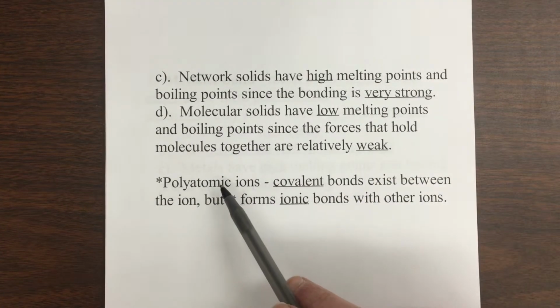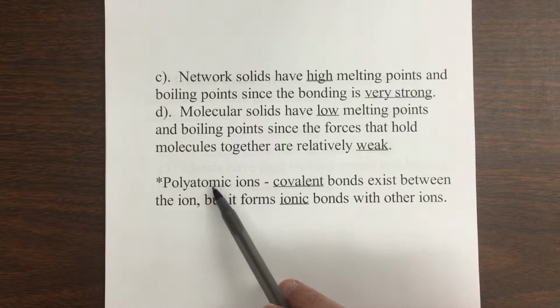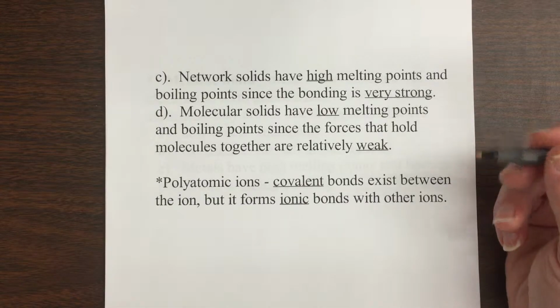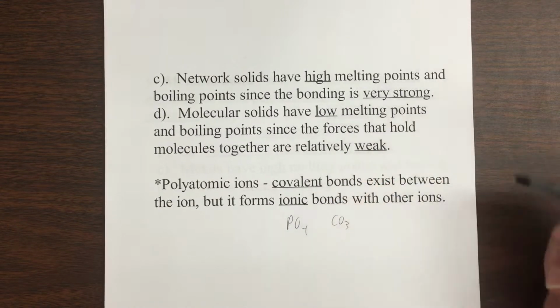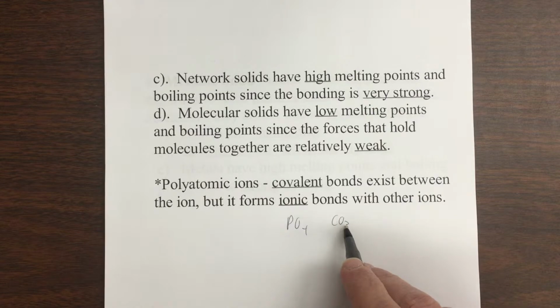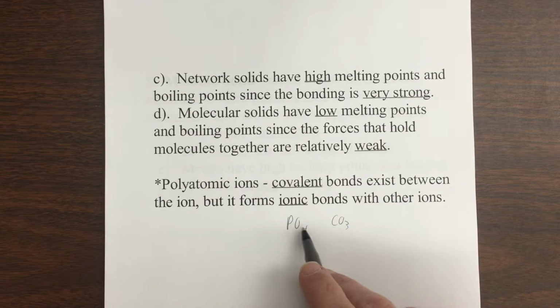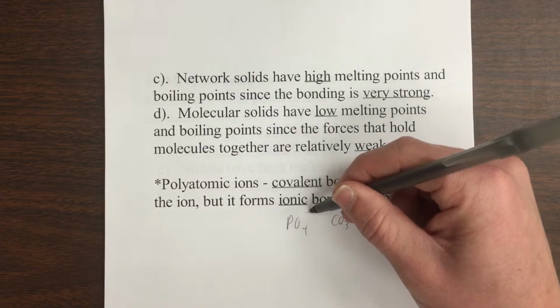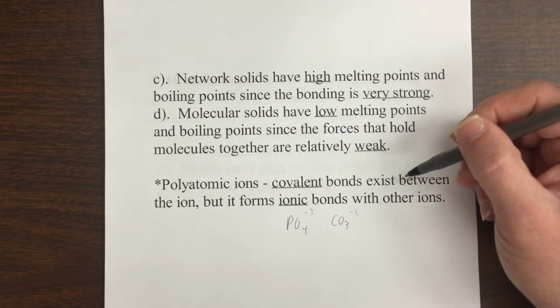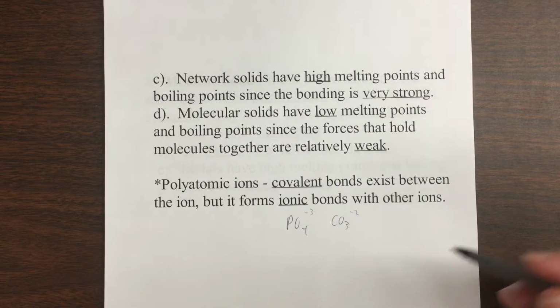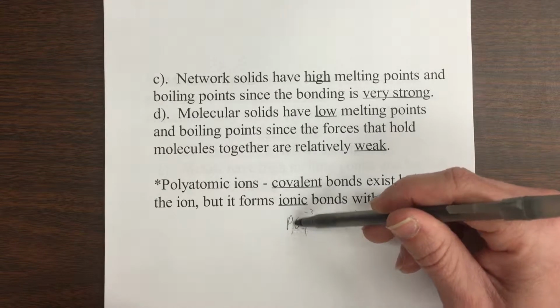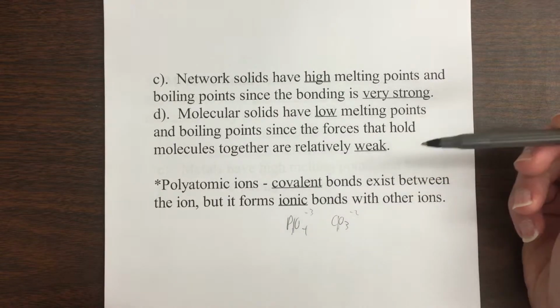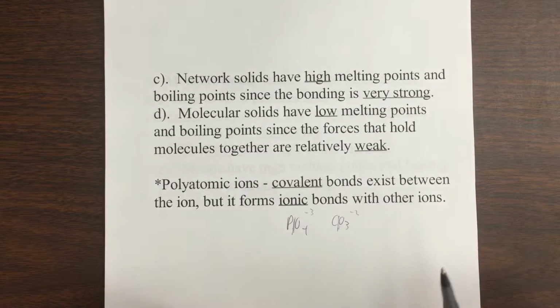Looking at polyatomic ions themselves, within the polyatomic ion, something like phosphate, PO4, or carbonate, CO3, you'll notice that these are multiple nonmetals. So within the polyatomic itself, these will be covalently bonded to each other, but then these will form ions that will interact with either other polyatomic ions or a metal. So we have covalent bonds between the elements within the polyatomic, but then they will ionically bond with something else.